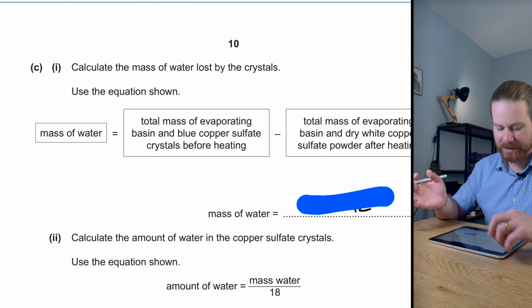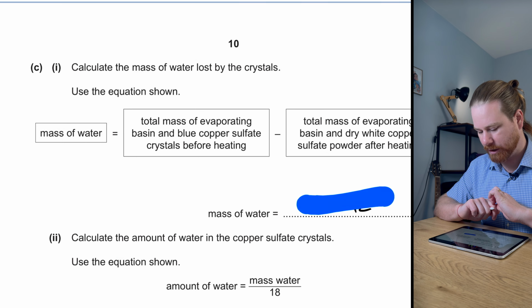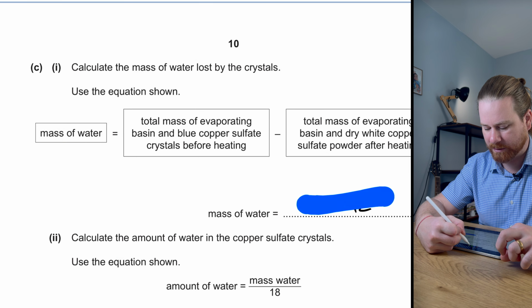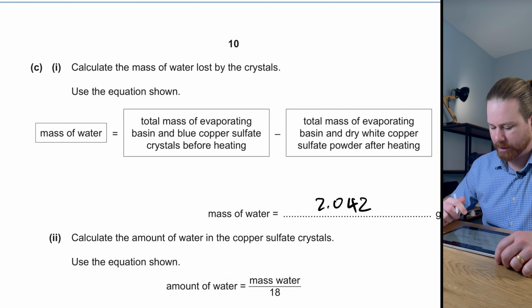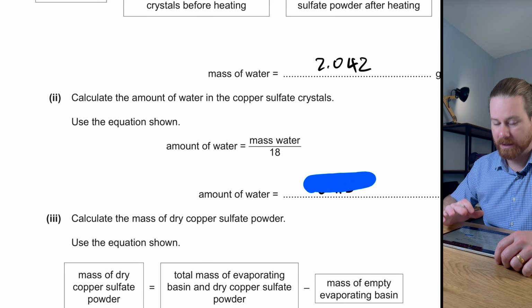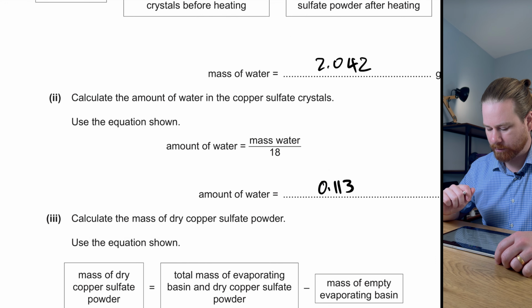And then with paper 6s, they kind of give you the calculations. You just need to be putting in the right numbers to get the answers. So that's what we've got here. Calculate the mass of water lost by the crystals. So there we go. We've got our answer there. Again, we've got our equation. Calculate the amount of water in the copper sulfate crystals. So this is in moles.